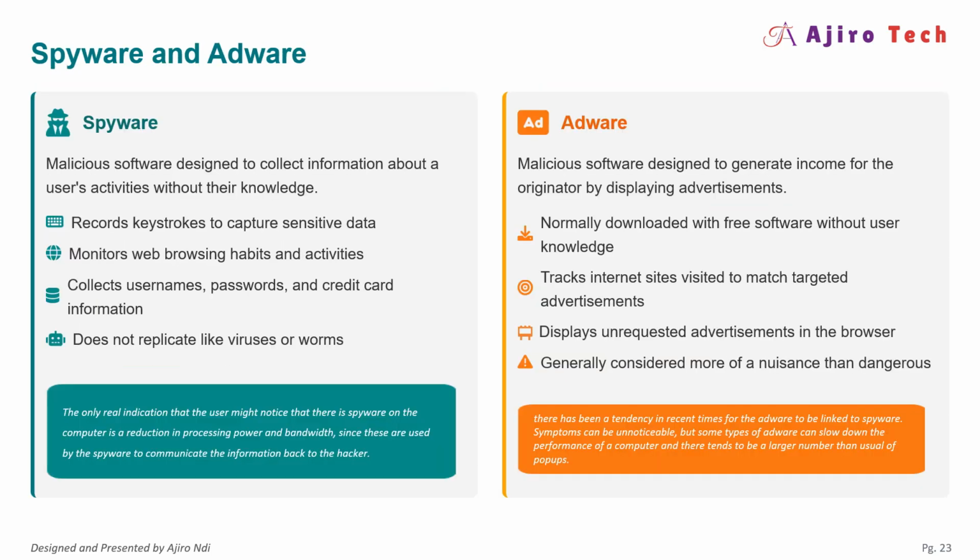Spyware. It's malicious software that is designed to collect information about a user's activity without their knowledge. So they spy on that computer. And what are the things they do? They record keystrokes on your keyboard. They monitor your web browsing habits and activities. They collect usernames, passwords and credit card information.